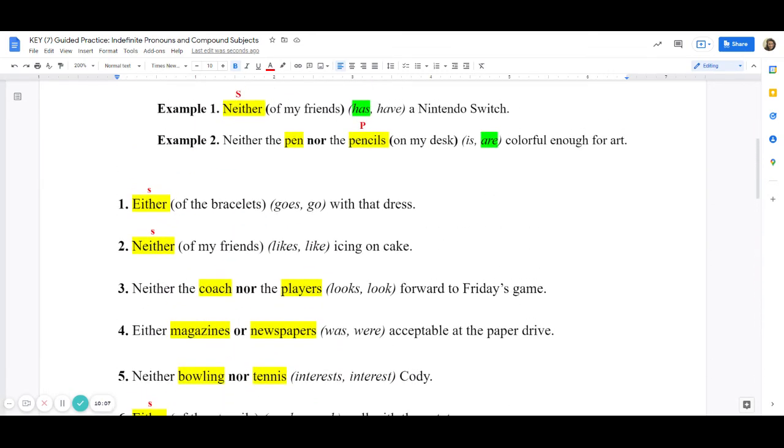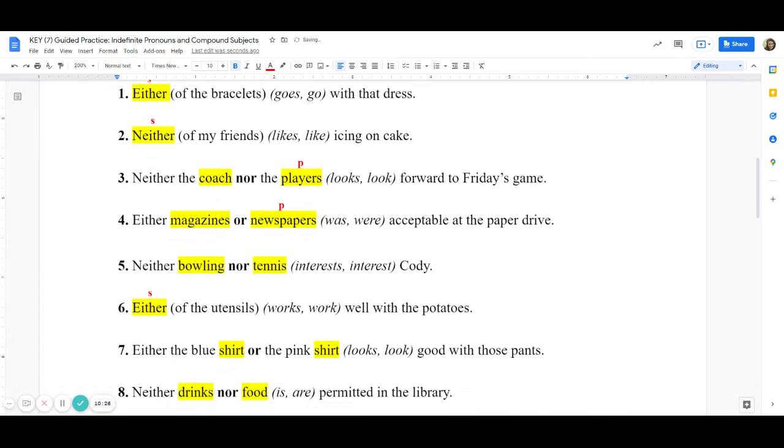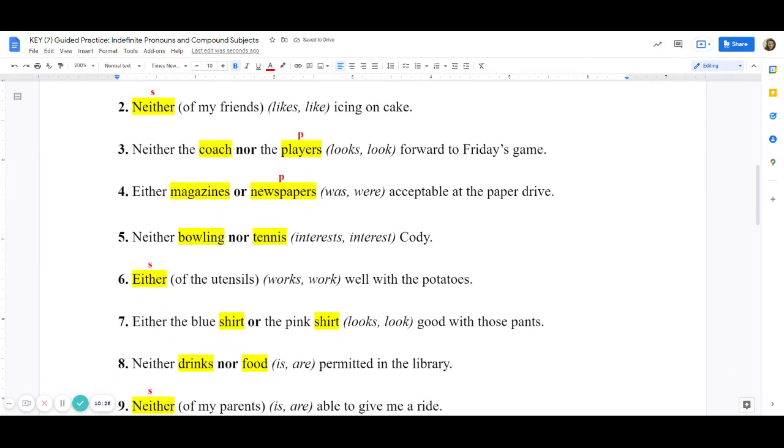Now let's go back and label the ones that have or nor. Usually this is your second subject, but remember the rule is actually that you follow the one that's closest to the verb. Players. Is it singular or plural? Plural. Newspapers is second and closest to the verb. Newspapers is what? Plural. Tennis is our second subject and it's closest to the verb. Is tennis singular or plural? It's one sport. Singular.